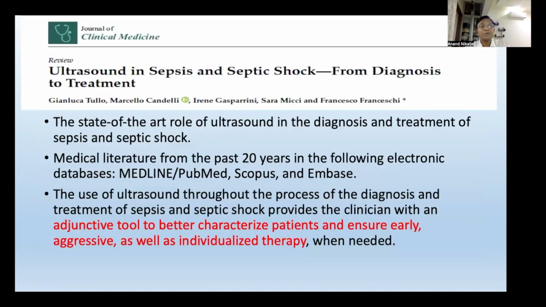Then this is another paper, in the Journal of Clinical Medicine. They reviewed ultrasound in sepsis and septic shock, from diagnosis to treatment. So the state-of-the-art role of ultrasound in the diagnosis of shock was evaluated. The medical literature from the last 20 years, from the electronic databases Medline, PubMed, PoCUS and Embase, was evaluated.